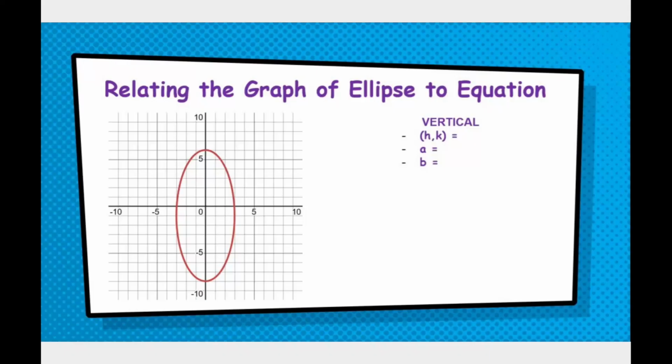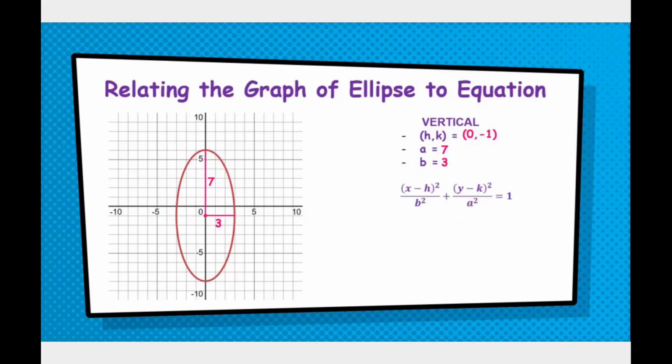Okay, same thing here. This is just a vertical one. We can see our center is right there. My major axis, count up to the edge of that, which would be 7. And my minor axis would be 3, or half of 3. My b value would be 3. And so that's my a and my b.